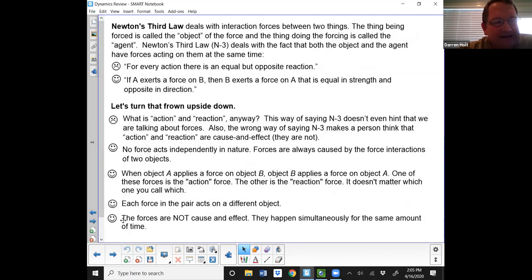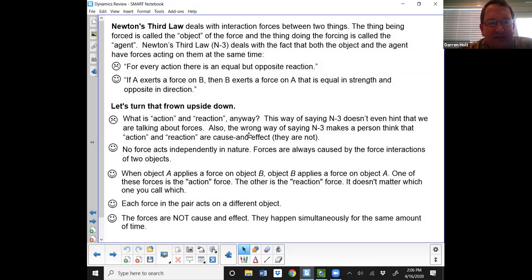Newton's third law is something that a lot of kids get confused about. They think about, you know, there's two forces, and sometimes they try to apply the two forces in a Newton's third law pair on the same object. So what's important for you to understand here with Newton's third law is this smiley face statement that says, if object A exerts a force on object B, then object B exerts a force on object A that is equal in strength and opposite in direction, right?